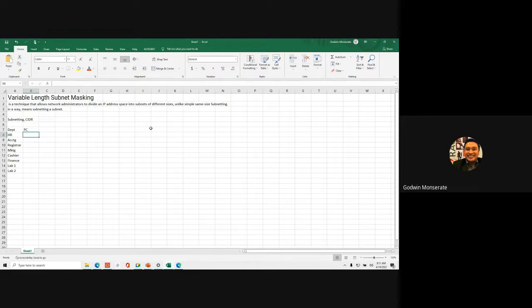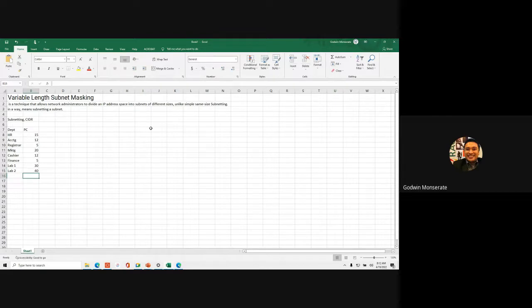Let's say, for example, HR has 15. Accounting has 12. Registrar has only 5. Marketing has 20. Cashier has, for example, 12. Finance has only 5. Laboratory 1 has 30. Laboratory 2 has 40.